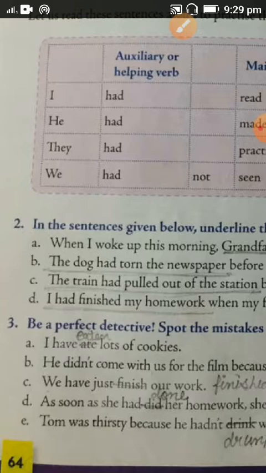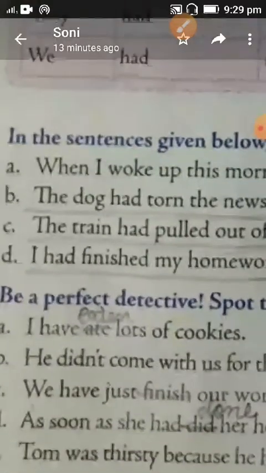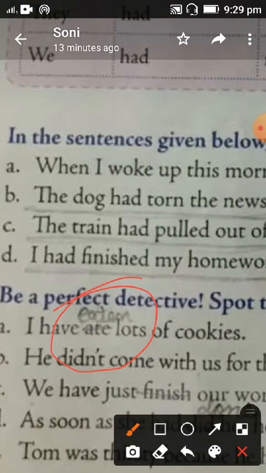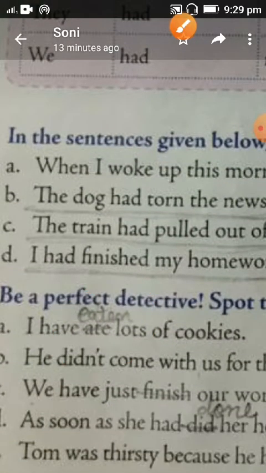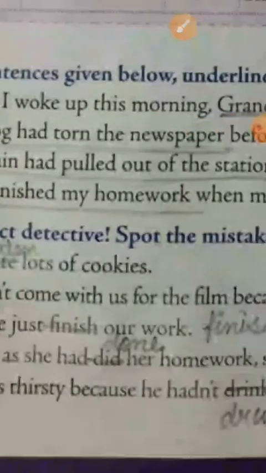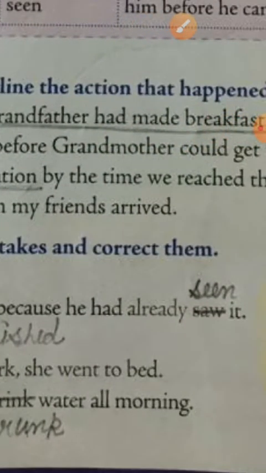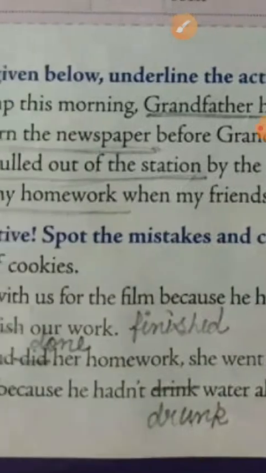See the first sentence. I have ate lots of cookies. So with "have", I have told you, we will use the third form, that is "eaten". So I have eaten. This is the mistake here. Please see that. I have eaten lots of cookies. Okay. Next one you can see. He did not come with us from the film because he had already saw it. No. With "had", we will use which verb? Third form of verb. So that will be "seen", instead of "saw".